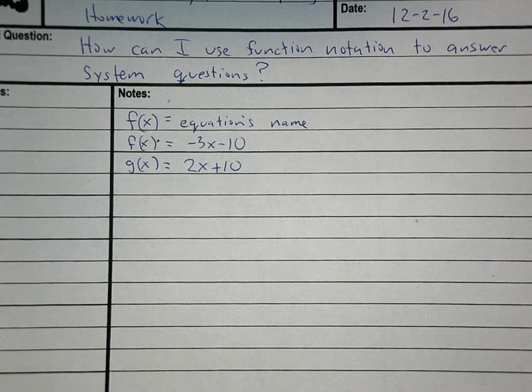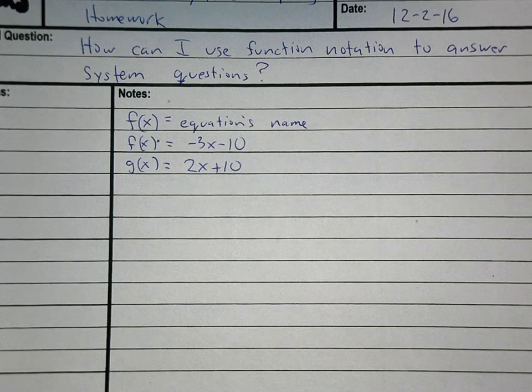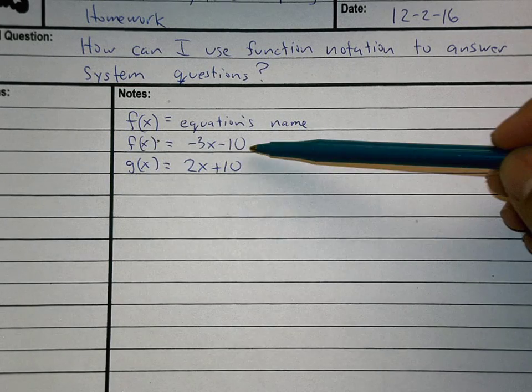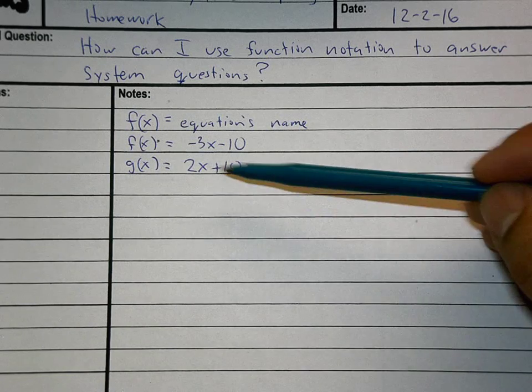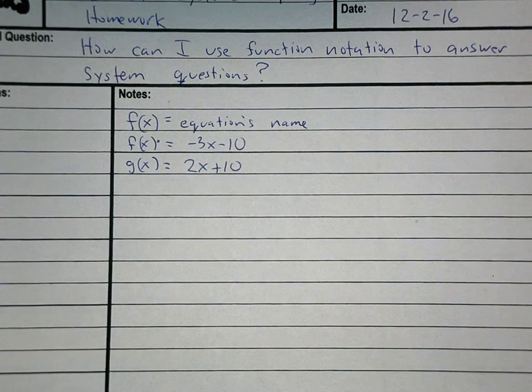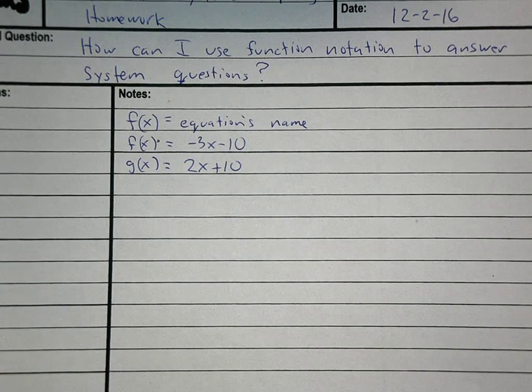It's a way for you to know which equation the person who made the worksheet or the person who made the test, which equation they're talking about. If I'm talking about f of x, we're talking about this equation. If I'm talking about g of x, we're talking about this equation. Okay, so that's one way that you're going to have to know these two things apart.